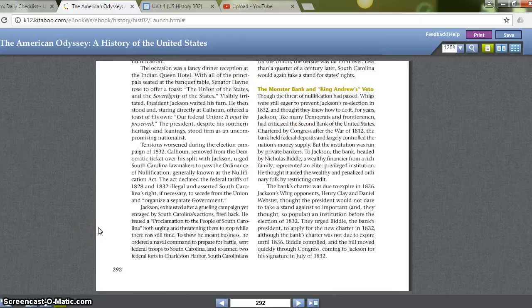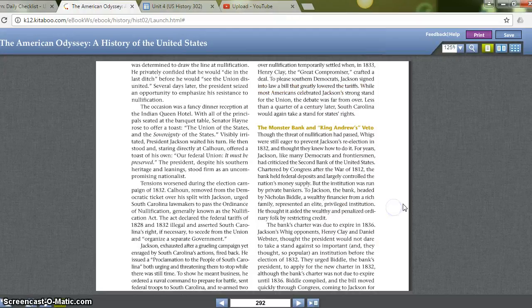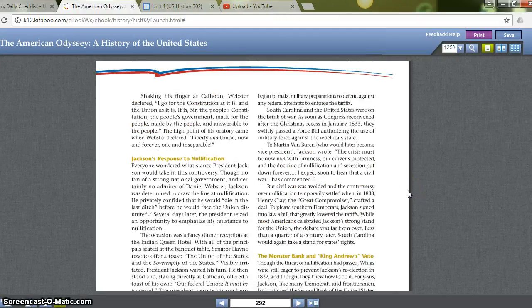Jackson, exhausted after a grueling campaign, yet enraged by South Carolina's actions, fired back. He issued a proclamation to the people of South Carolina, both urging and threatening them to stop while there was still time. To show he meant business, he ordered a naval command to prepare for battle, sent federal troops to South Carolina, and rearmed two federal forts in Charleston Harbor. South Carolinians began to make military preparations to defend against any federal attempts to enforce the tariffs. South Carolina and the United States were on the brink of war.